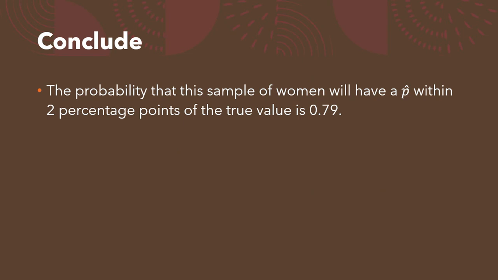All right, so after you've done all that math, what you're going to do is your conclusion, in which your conclusion is basically the wrapping up of everything that you found. It's like a sentence or two that you're just going to wrap everything up. So mine written up here is that the probability that this sample of women will have a p-hat within 2 percentage points of the true value is 0.79. You want to make sure that you state what your probability that you found was, so the chances of it occurring. You also want to state what the probability that you were trying to find was, the plus or minus 2 percentage points essentially in this problem.